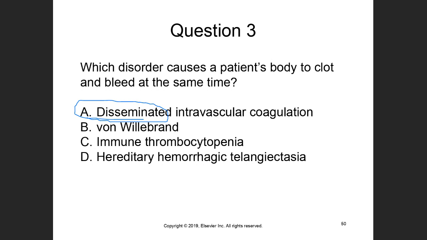Listen, extremely important from this chapter: intrinsic pathway and extrinsic pathway, okay? Intrinsic pathway, factors 8, 9, 11, 12, related with PTT. Extrinsic pathway, factor 7, PT, okay? Problem with the platelets, increased bleeding time. So if you are taking aspirin or NSAIDs, you are going to decrease platelet function, and you are going to increase bleeding time. Okay.